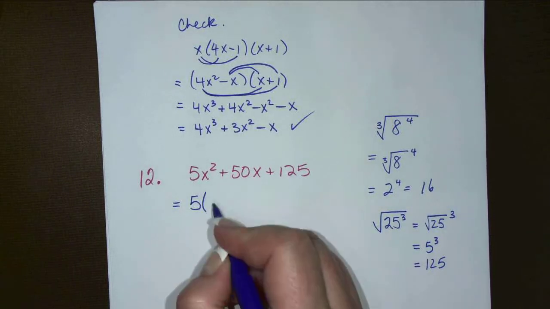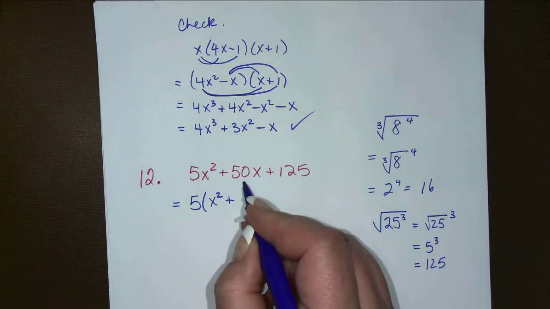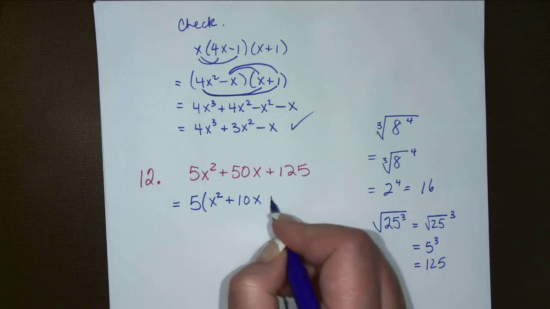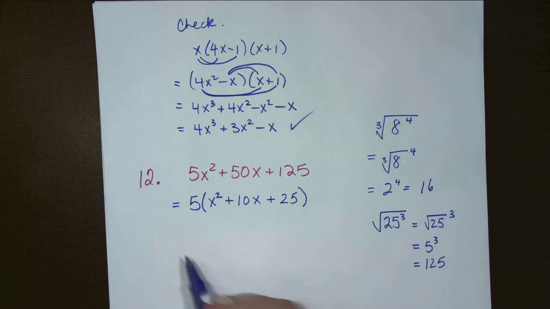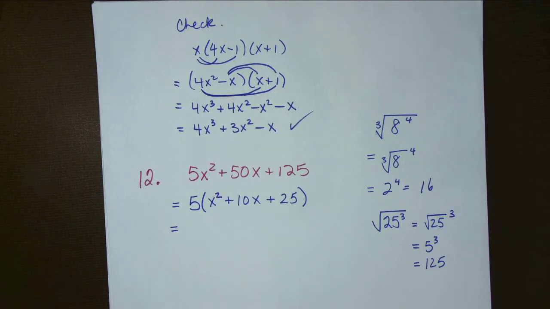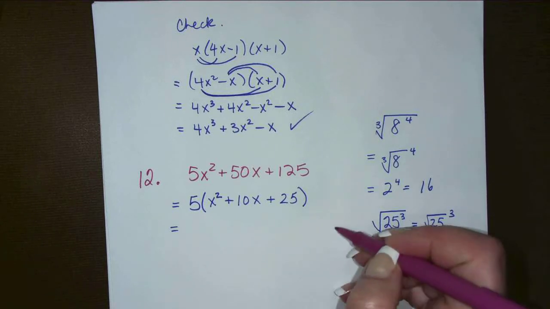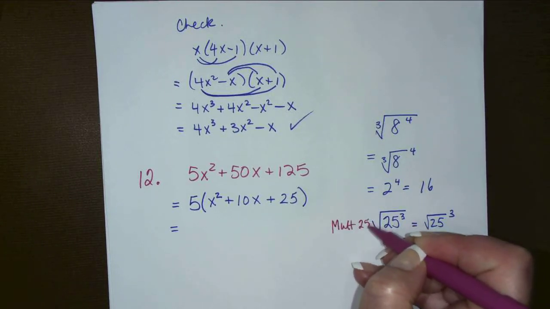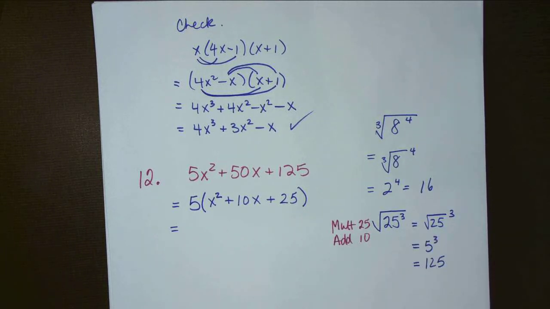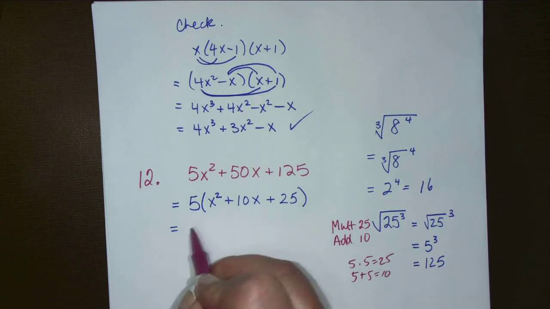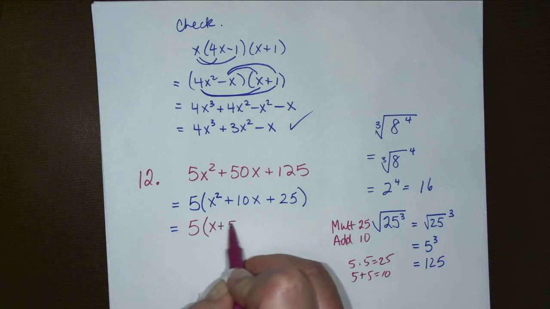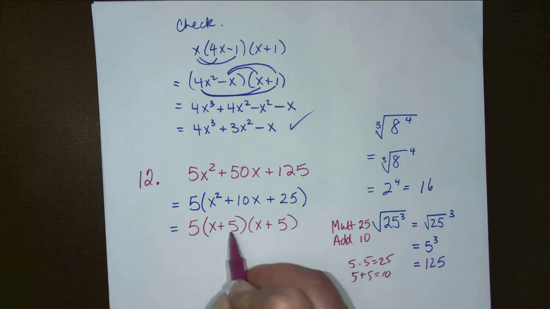Okay, so taking out a 5. 50 divided by 5? 10. 125 divided by 5? 25. And now there's not that number in front of the x squared. So this, if it factors, is one of the easier ones. We want two numbers to multiply to give 25 and add to give 10. 5 and 5? 5 times 5 is 25, and 5 plus 5 is 10. Right, they add to give 10 and they multiply to give 25.